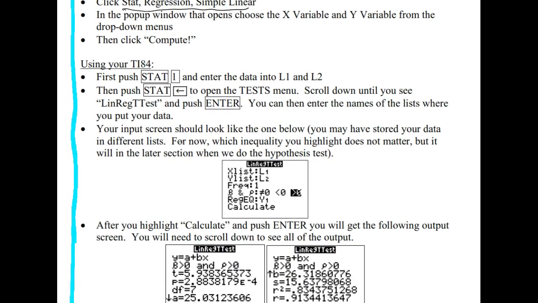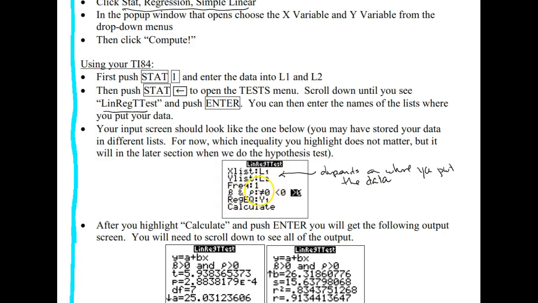Same thing on the TI-84. We would start by pushing STAT, 1, and entering 2 lists of data. We would get into the TEST menu and scroll down until we see LinRegTTest. We would make our screen look like the one below. Again, this depends on where you put the data. So my screen says L1 and L2, but if you used other lists, you would state those lists there.